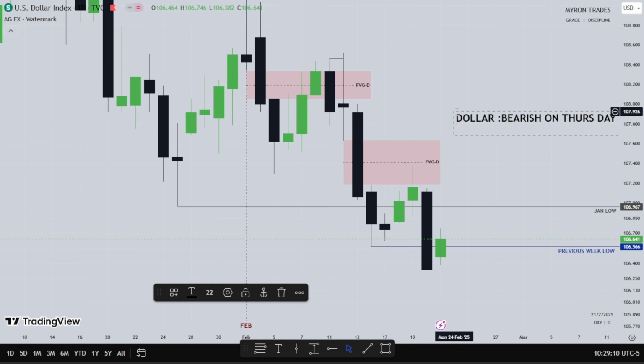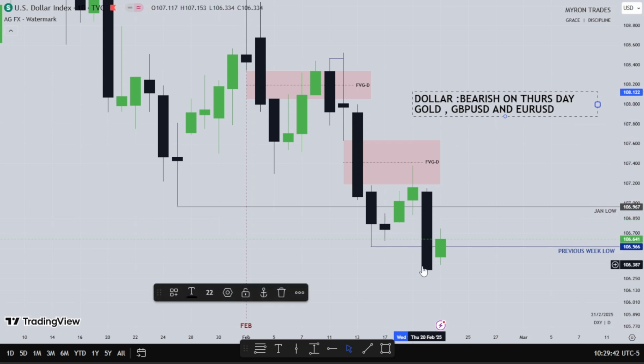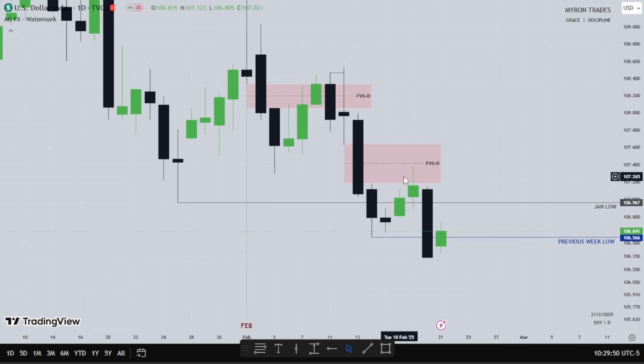So dollar was bearish on Thursday, so I would expect gold, GBPUSD, and Euro USD, and even Bitcoin as well should see at least buys on Thursday.